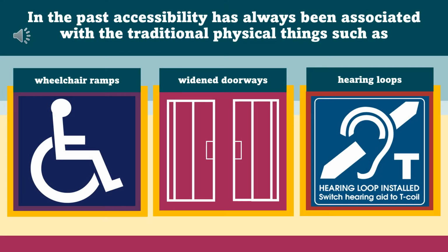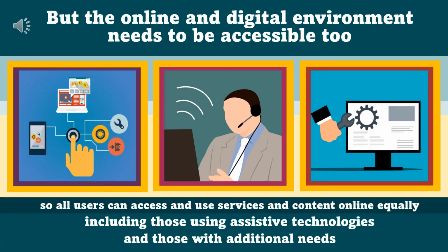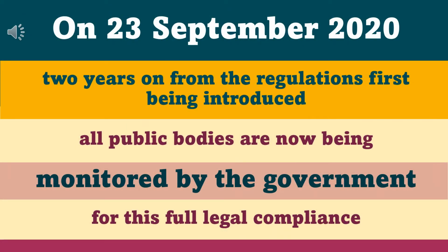In the past, accessibility has always been associated with the traditional physical things such as wheelchair ramps, widened doorways, and hearing loops. But the online and digital environment needs to be accessible too, so all users can access and use services and content online equally, including those using assistive technologies and those with additional needs. On the 23rd of September 2020, 2 years on from the regulations first being introduced, all public bodies are now being monitored by the government for this full legal compliance.